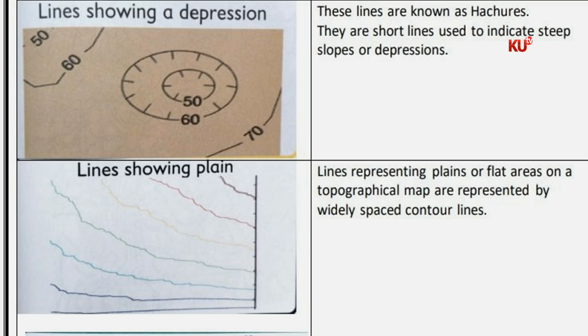And thus we have lines representing plains or flat areas on a topographical map, which are represented by widely spaced contours. Remember, lines showing a hill, the contours are closely packed together. But lines showing plains, they are widely spaced.